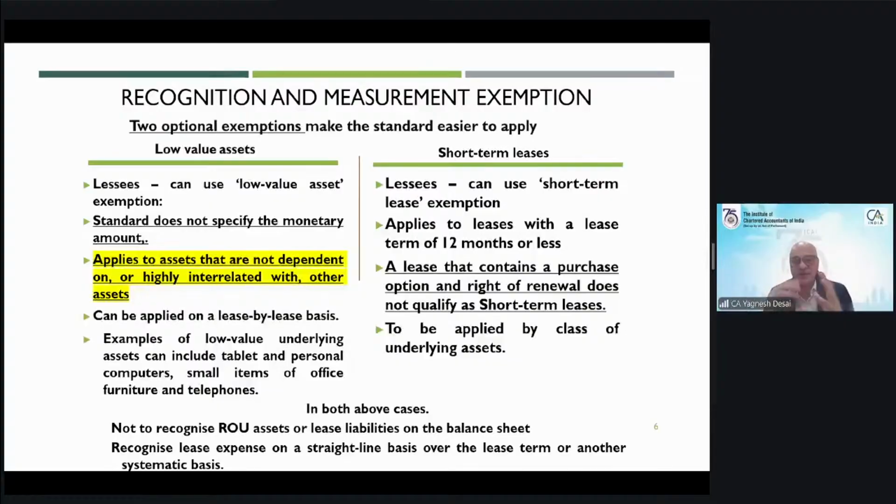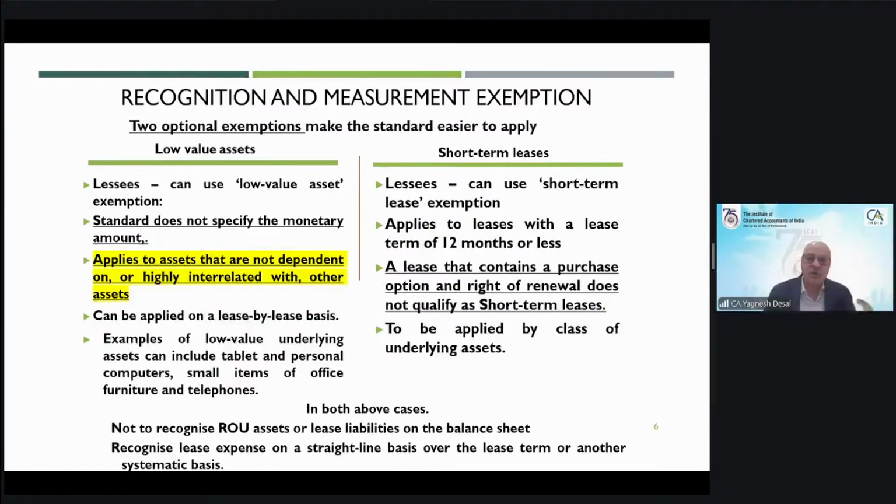All right, now let's see what we mean by short-term leases. It applies to leases with a lease term of 12 months or less. It's not more than 12 months. It's not just less than 12 months, either 12 months or less. But if the contract has a purchase option or the right of renewal, then this lease does not qualify for the short-term exemption. In that case, the entity has to recognize the ROU asset and the lease obligation.